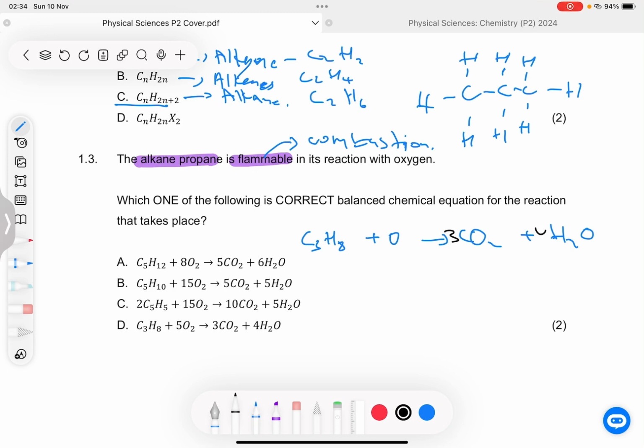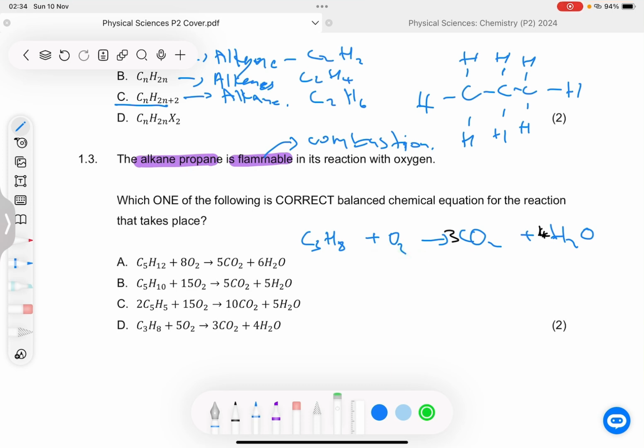Because if I put a 4 in front of the H2O, it means I have 4 times 2, which gives me a total of 8. Now I have 8 hydrogen atoms on the left as well as on the right. Then we can focus our attention on oxygen now. Remember, this is an O2 here. There's a 2 here. I forgot to write the 2 on my oxygen.